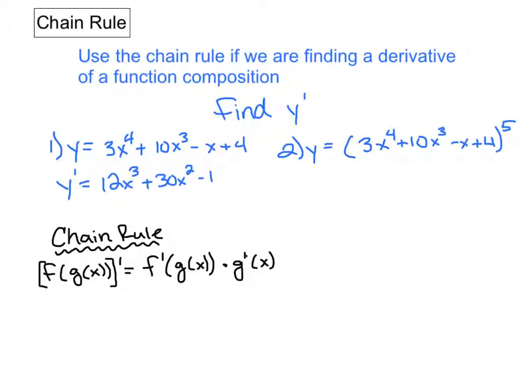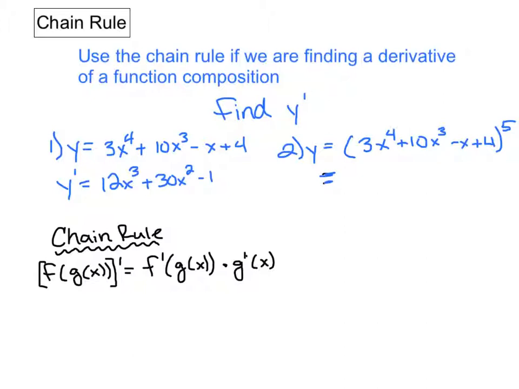What the chain rule says is that if we have a function composition, which we saw back in pre-calc and algebra 2, so a function inside of another function, and we're trying to take the derivative, you would accomplish that by taking the derivative of the outside function and multiplying it by the derivative of the inside function. So we have f prime of g of x times the derivative of g of x. Let's try that with the problem up here.